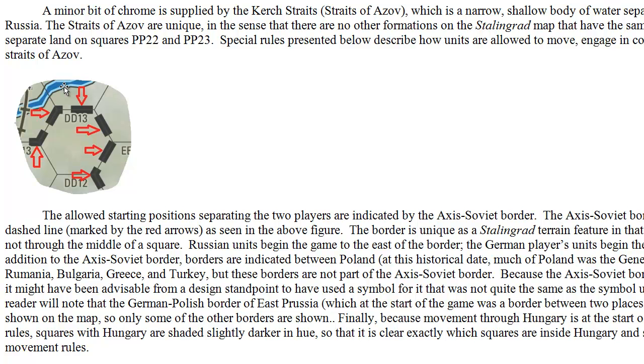The Axis-Soviet border is important for one reason, namely, at the start of the game, the Russian units must be on the Soviet side of the border, that's over here, and the German units must be on the German side of the border, which is over here. And indeed, the further rule is the Russians can start the game with their units immediately adjacent to enemy terrain, so Russian units could start here and here and here and here. German units have to start 1 square back from the border.